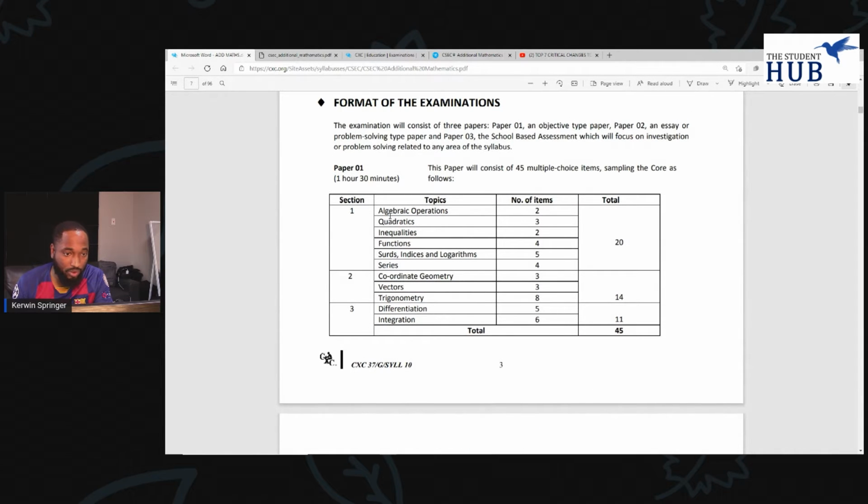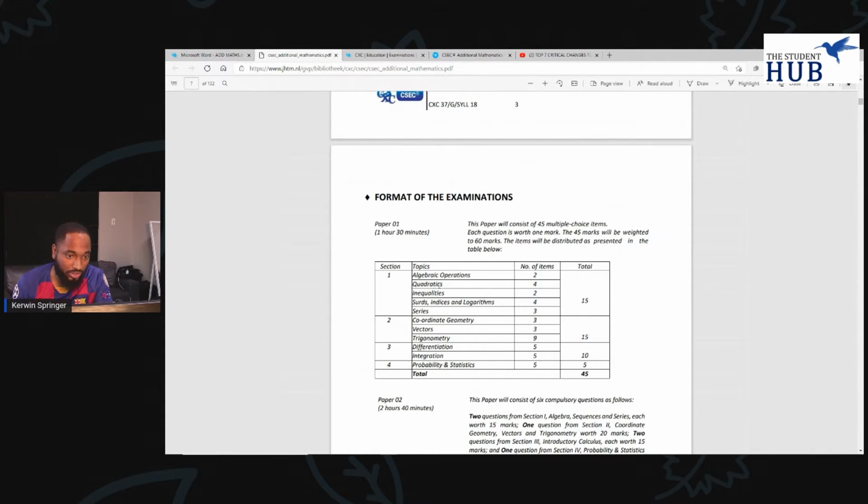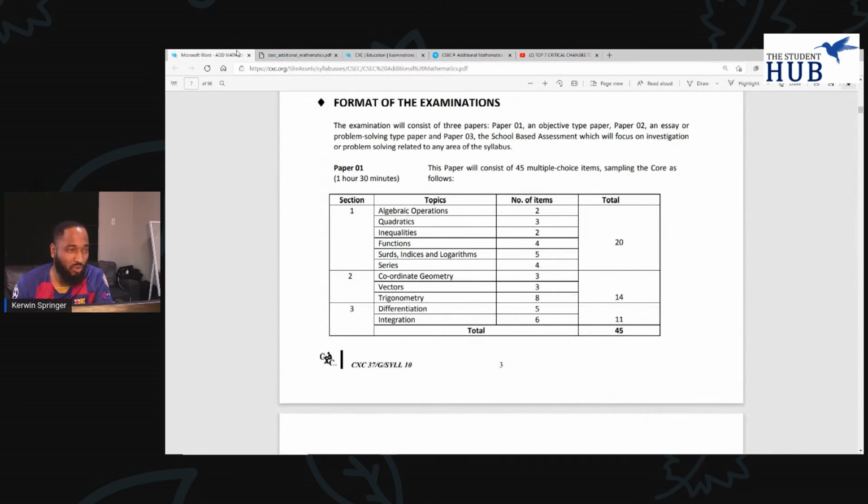But look at the paper 1. Algebraic operations, quadratics, inequalities, functions. Algebraic operations, quadratic, inequalities, indices, series. So no functions involved here. No composite and inverse and one-to-one and many-to-one. And those things, they just say, we already doing that in CSEC Maths. So why put it in AdMath? That's out. Okay, fair. That's a little tiny thing.